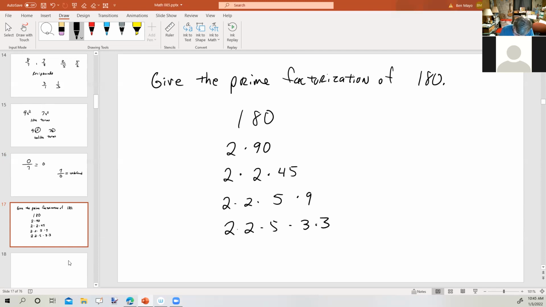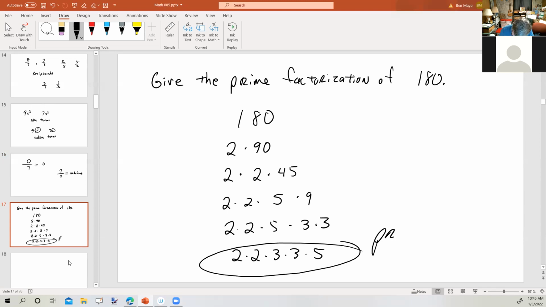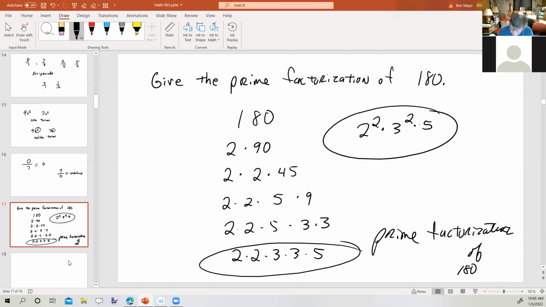So in my final answer, I'm going to write the numbers in ascending order. So this would be the prime factorization of 180. You could also write it as 2 squared times 3 squared times 5. Okay, again, recall 1 is not a prime number. We use prime factorizations, among other things, when we're reducing fractions.